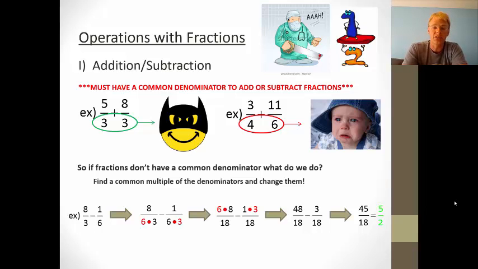So 48 minus 3 is 45. The 18 comes across and stays the same. Now, to fully simplify this, though, we've got to make sure we reduce our fraction. 45 and 18 can both be divided by 9, which would simplify our fraction to 5/2.